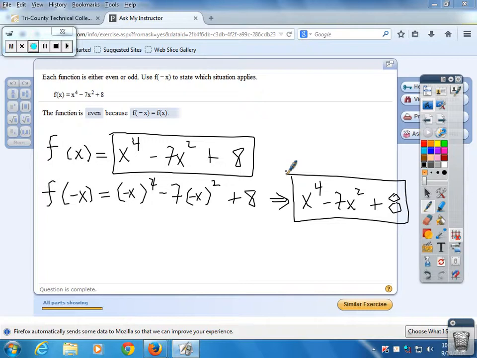How come the 7x squared is what it is? Okay, do parentheses first, exponent next. What is negative x, quantity squared? X squared. Okay? So it's even.